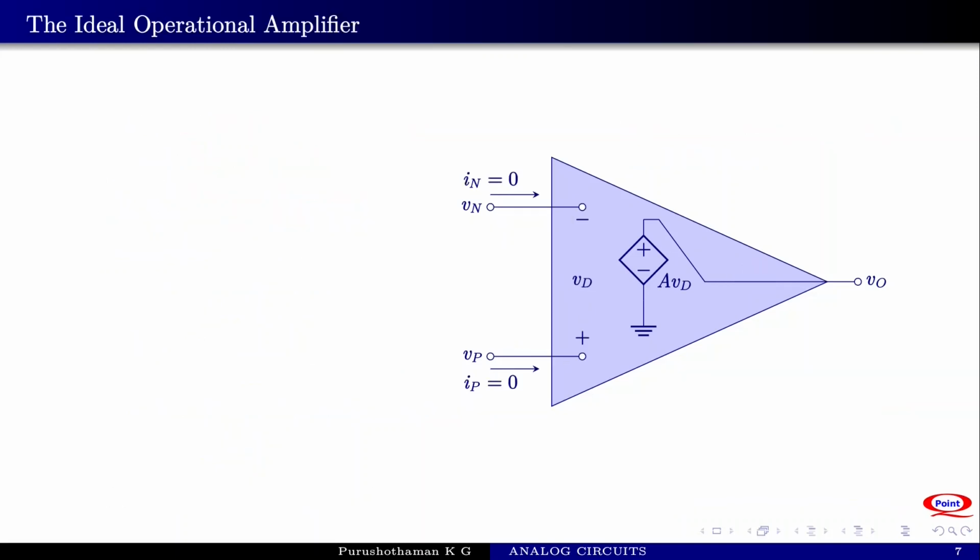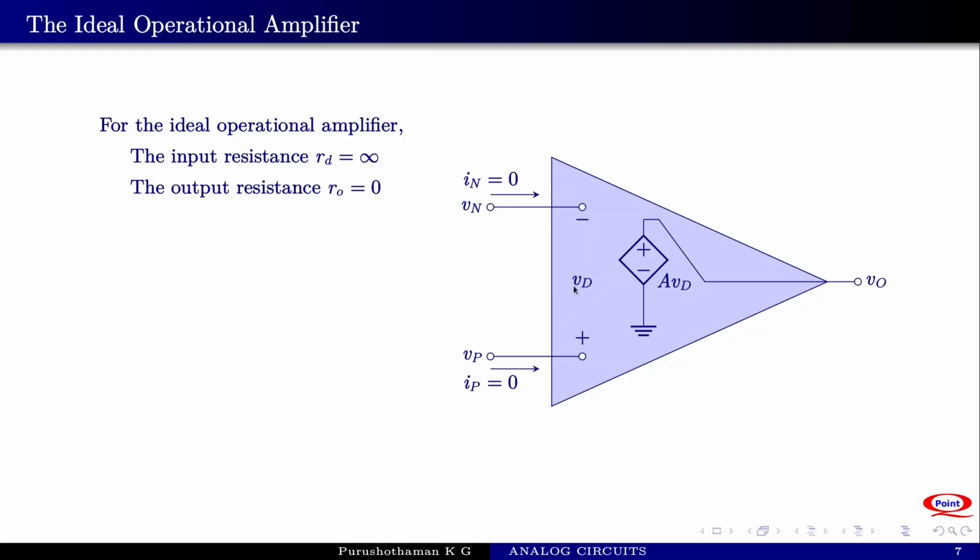An ideal operational amplifier is schematically shown here. It has the input resistance Rd equals infinity, so the input resistance is an open circuit. The output resistance is equal to 0. It's a short circuit. The open loop gain A is equal to infinity, and the currents IN and IP are 0. There is no current to either input of the operational amplifier. These are the ideal parameters.